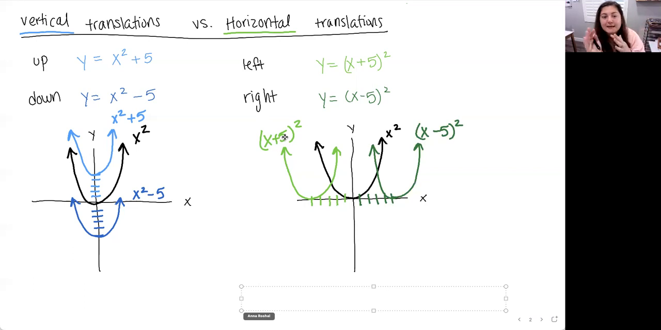Horizontal things move along the x-axis, and because they move along the x-axis, we have to attach our number to the x, whereas vertical translations do not move along the x-axis, they move along the y-axis. We can just have them join us for the ride. So you can move this green one to the left and then move it down, or to the left and move it up. And then you would have an x plus 5 inside the parentheses and then plus 2 outside of the parentheses.